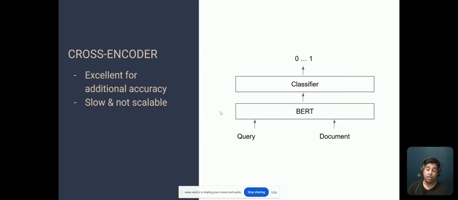the larger your document gets, the less scalable the solution gets, because now you've got a rather short query and a large document, right? So this solution is excellent for additional accuracy, but it's slow and not scalable, right? So let's think about where we can put that as part of our RAG pipeline.